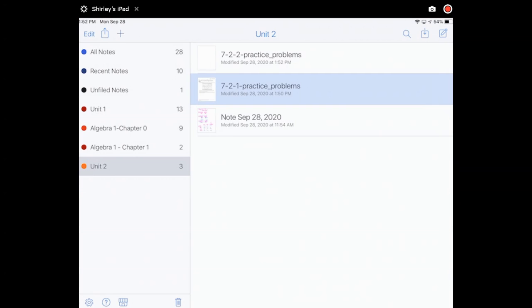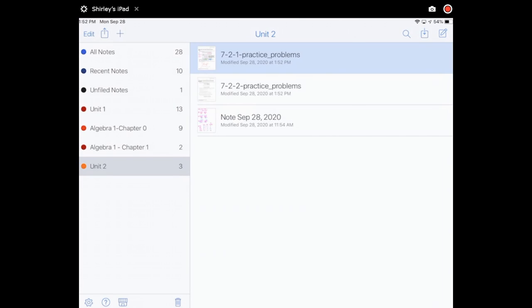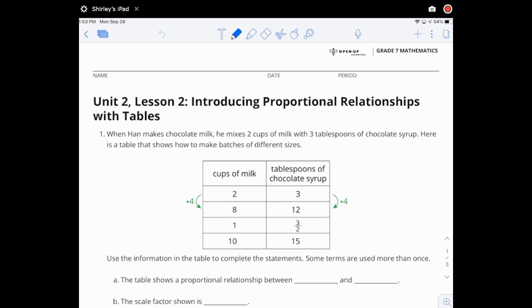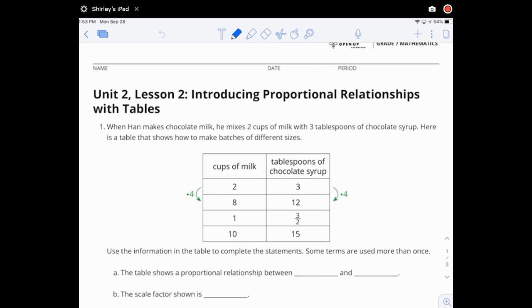Alrighty, so going over lesson 2 homework. Question number 1. When Han makes chocolate milk, he mixes 2 cups of milk with 3 tablespoons of chocolate syrup. Here is a table that shows how to make batches of different sizes. Okay, so now question number 2 says use the information in the table to complete the statements.